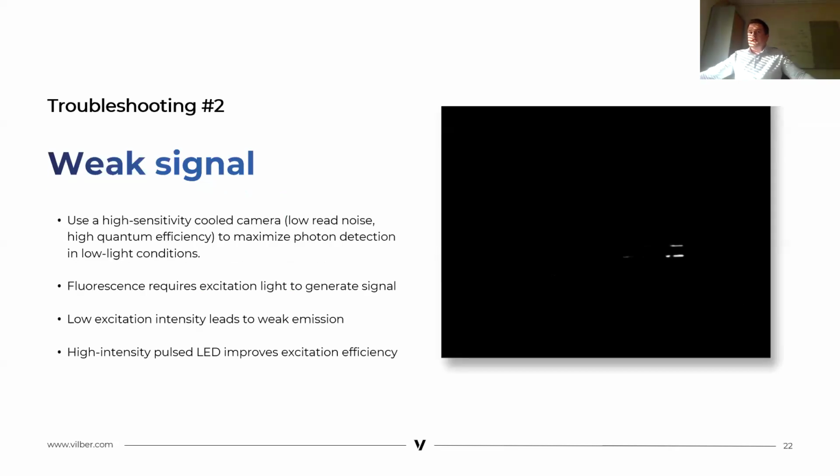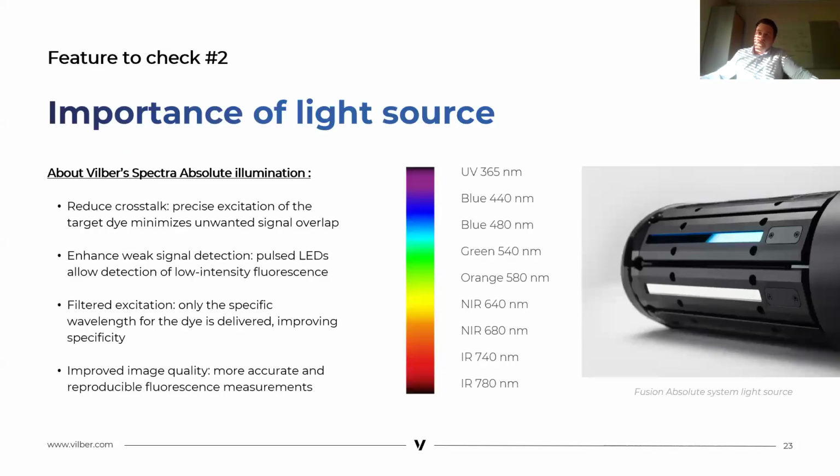The second troubleshooting is weak signal, the one known from chemiluminescence. But here, it's due to the LED. You need a strong emission, and by using a high intensity pulsed LED, it will improve the excitation efficiency and give you a stronger fluorescence signal. So to avoid this issue, you have two main strategies.